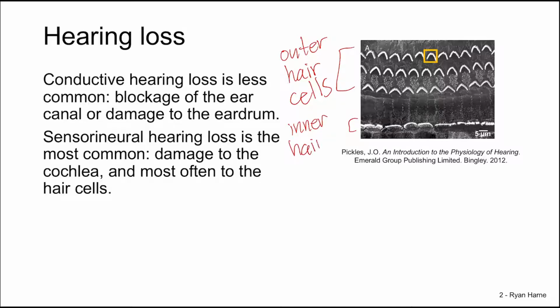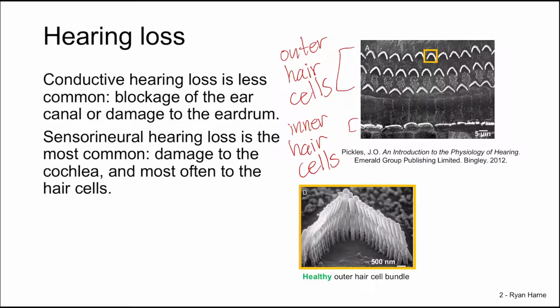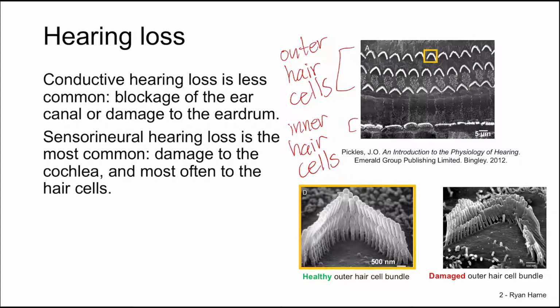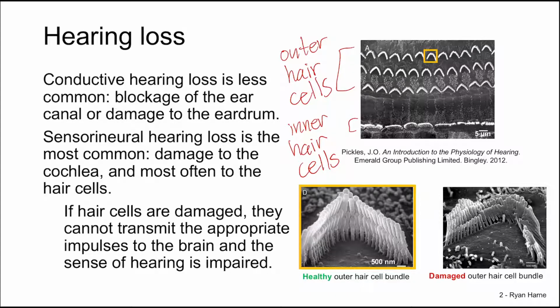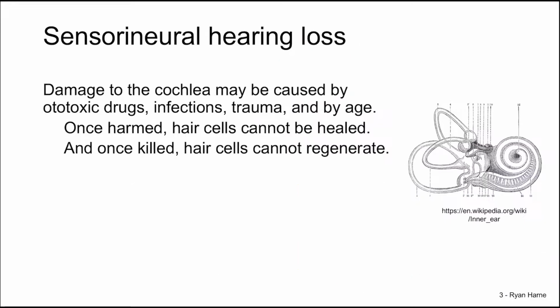And if we zoom in more closely at this orange box at the top, to that set of outer hair cells, we find that in a healthy condition, the hair cells stand up in this V shape and are quite organized and orderly. But when damaged, the hair cells are partially broken, and oftentimes they appear to be fused together. This is sensorineural hearing loss. If the hair cells are damaged, they can no longer transmit the appropriate impulses to the brain, and this is why the sense of hearing is impaired.